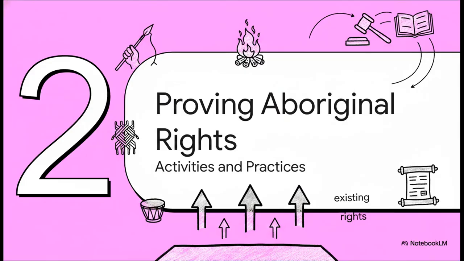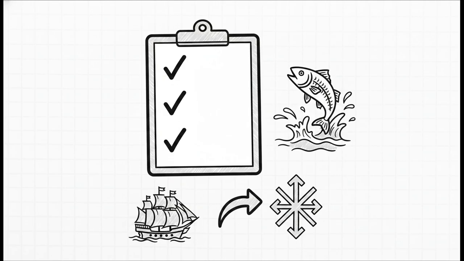Moving on to Part 2, proving Aboriginal rights. So if there's one thing you absolutely must memorize for your exams, it's the Van der Peet test. This is the legal checklist used to define an Aboriginal right. Say an Indigenous group claims a right to fish in a specific area. The court goes right to this test. The activity has to be an integral practice, custom, or tradition, meaning it's of central significance to their distinctive culture, not just something incidental. And crucially, it must have developed prior to European contact.